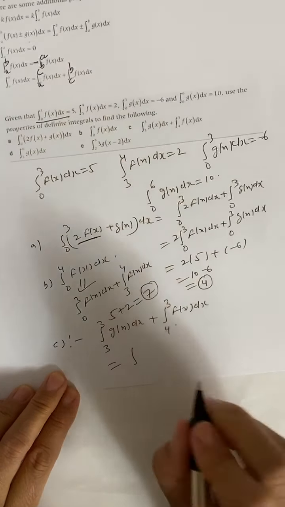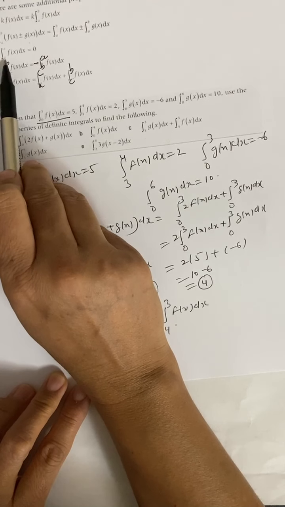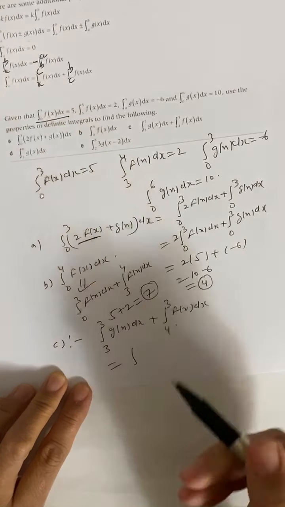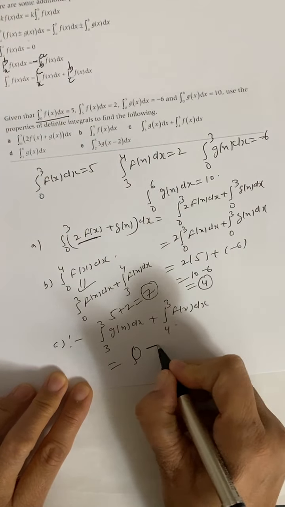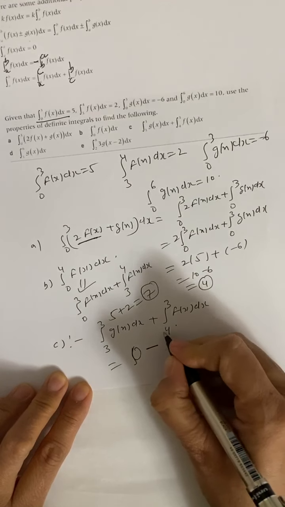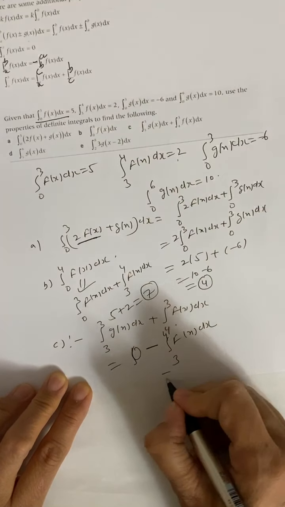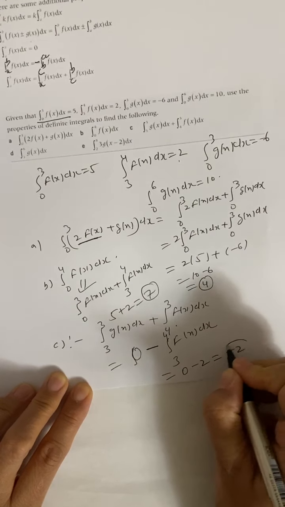Now, before that, for the integral from 3 to 3 of g(x), I have the property for this as well. The integral from a to a of f(x) dx is 0. So this is 0. Now we need to change it. Since we have 4 to 3, we need to do 3 to 4 of f(x) dx, and that is 2. So 0 minus 2 gives me negative 2.